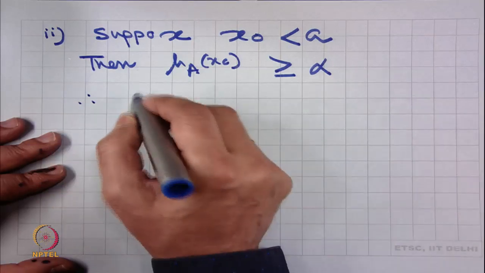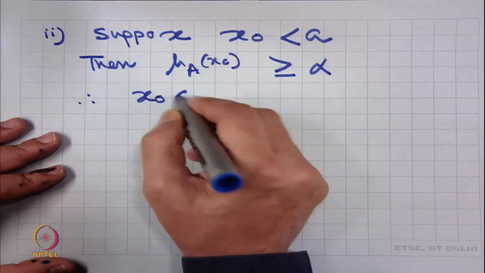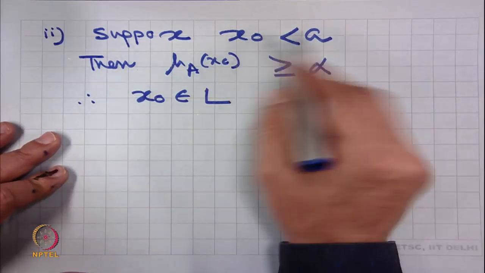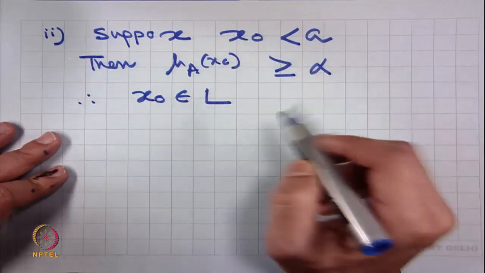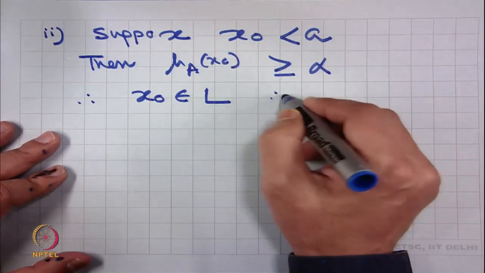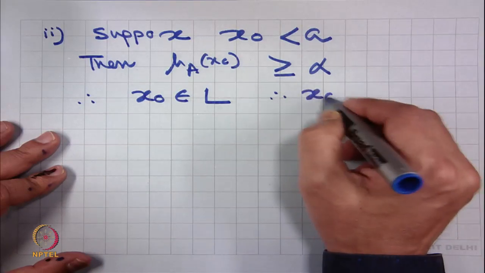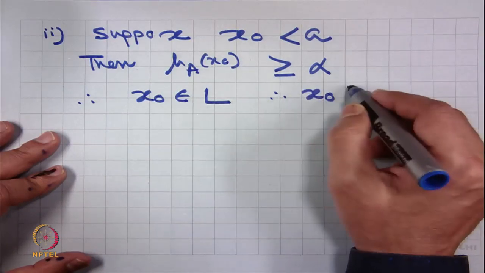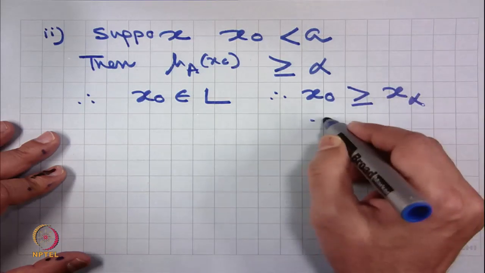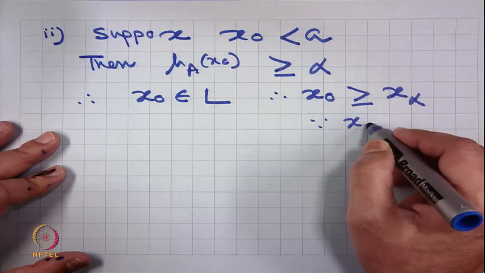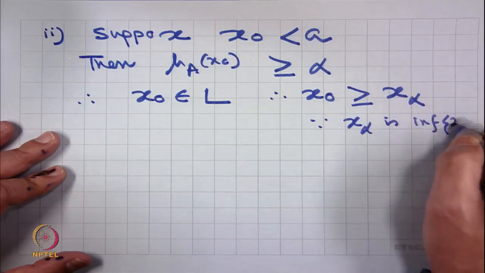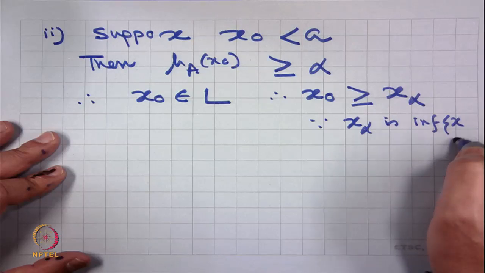Therefore, x naught belongs to the set L, because x naught is less than A and mu A of x naught is greater than or equal to alpha. Therefore, x naught is greater than or equal to x alpha, since x alpha is infimum of x belonging to L.